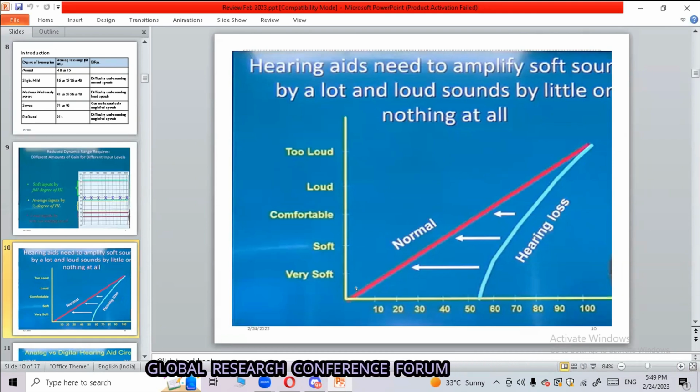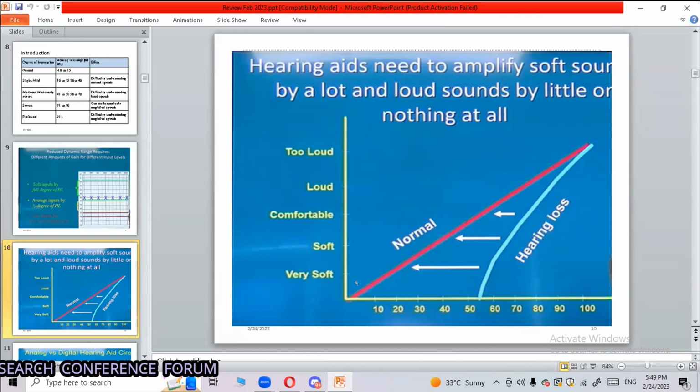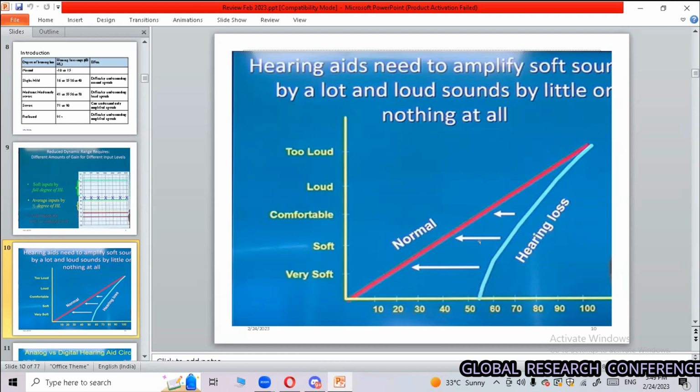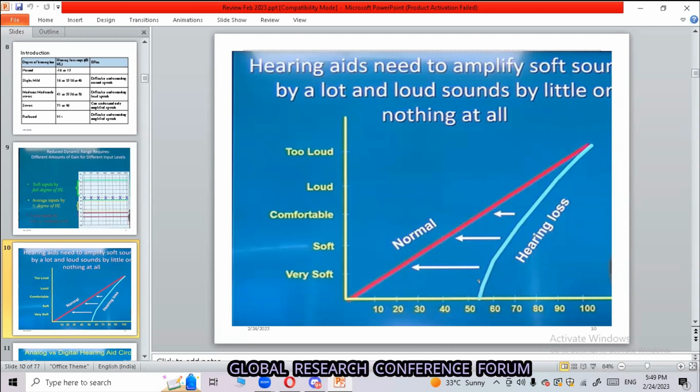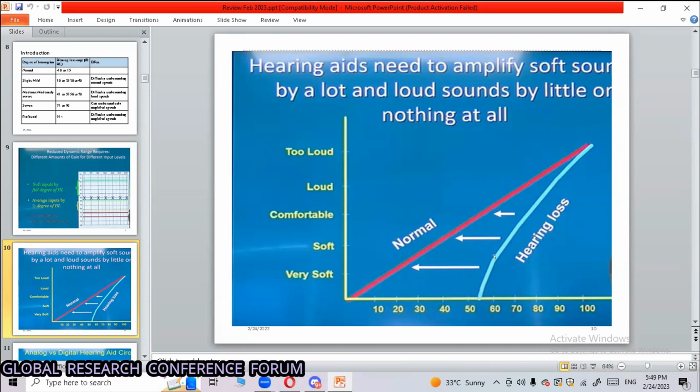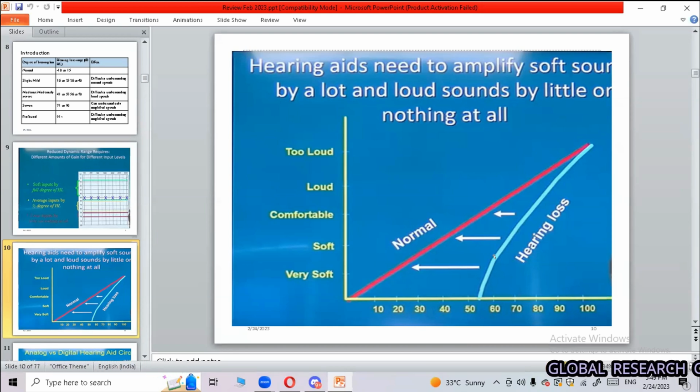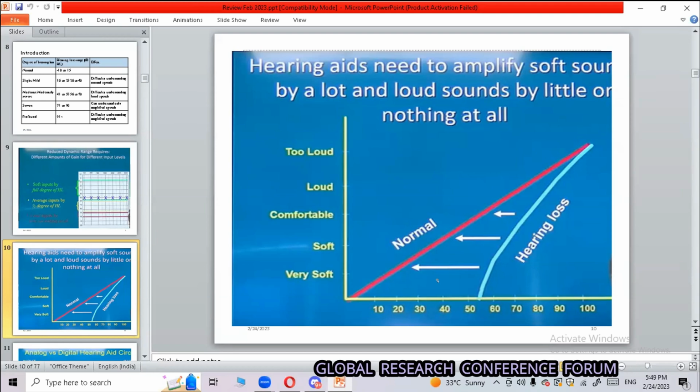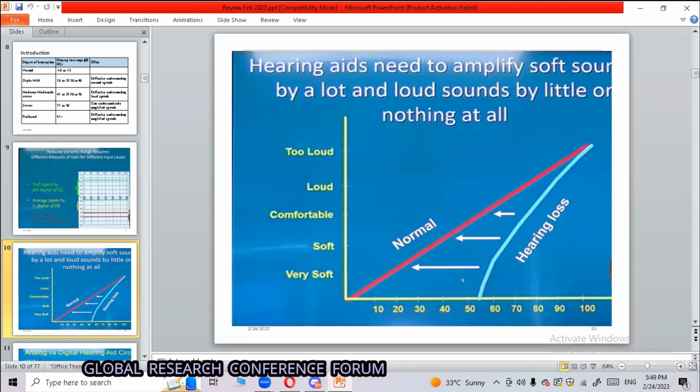See, here the red line shows the graph of a normal person, and here there is a graph of a patient with some disability. So how can we detect whether that person's hearing ability lies in that range? We will again use the audiogram.